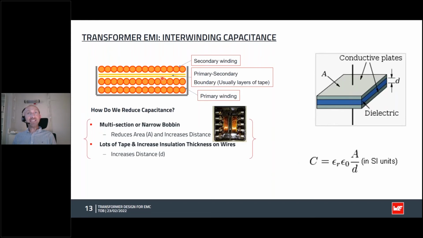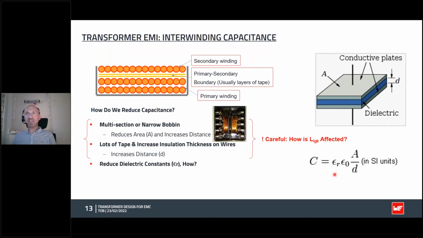But again, we have to be careful, because both of these reductions in capacitance will increase our leakage, and our leakage, as I mentioned before, can have a big impact on the efficiency of the transformer, and can also cause some EMI problems due to parasitic ringing. So yeah, we can easily reduce the capacitance, but it comes at the cost of increased leakage.